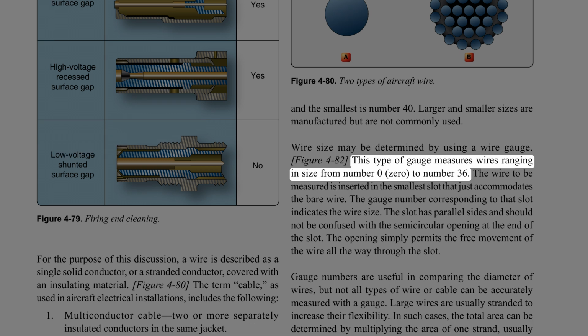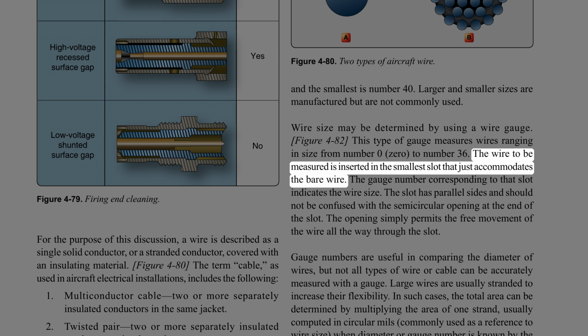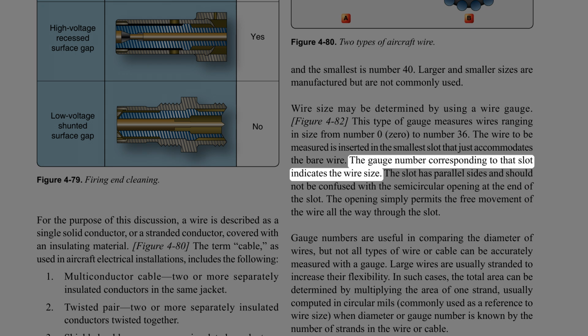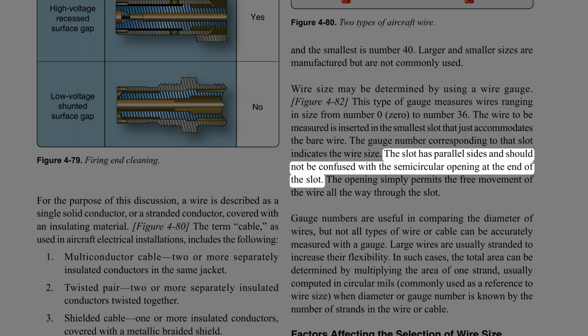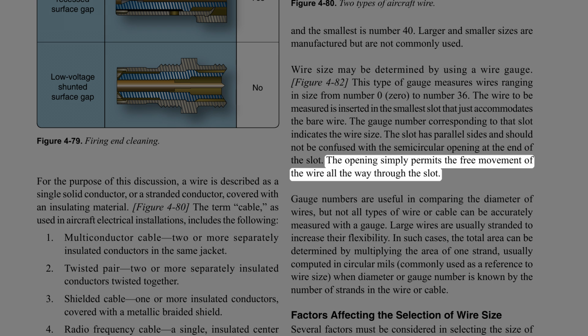This type of gauge measures wires ranging in size from number 00 to number 36. The wire to be measured is inserted in the smallest slot that just accommodates the bare wire. The gauge number corresponding to that slot indicates the wire size. The slot has parallel sides and should not be confused with the semicircular opening at the end of the slot. The opening simply permits the free movement of the wire all the way through the slot.